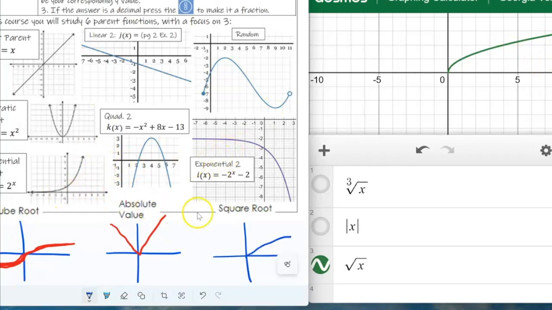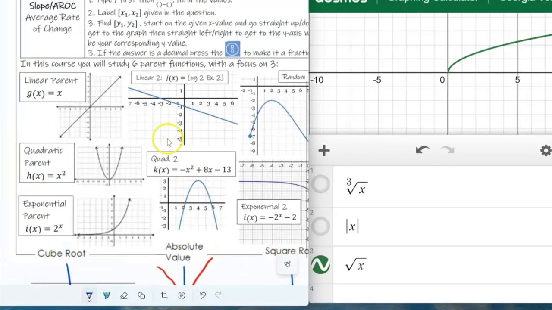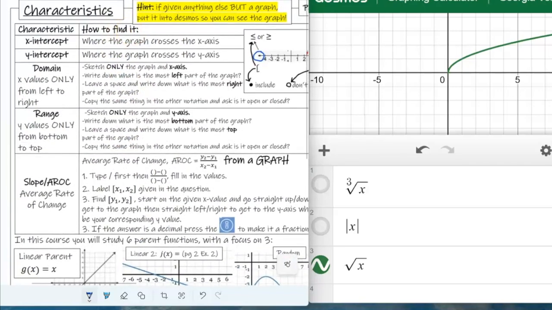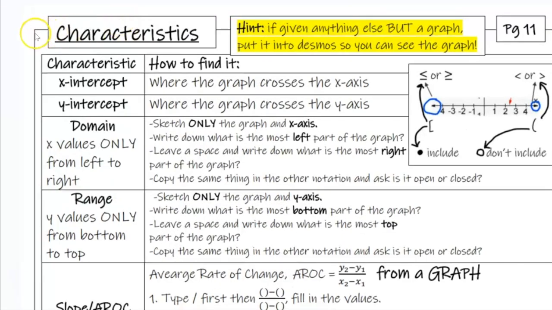All right, so those are the parent functions. So these 3 are going to be the focus of Algebra 1, and these 3 are going to be the focus of Algebra 2. So let's go ahead and dive right into characteristics. We're going to look at certain characteristics in this video, and in the next video, we'll cover the rest. So we're going to look at x-intercepts and y-intercepts.